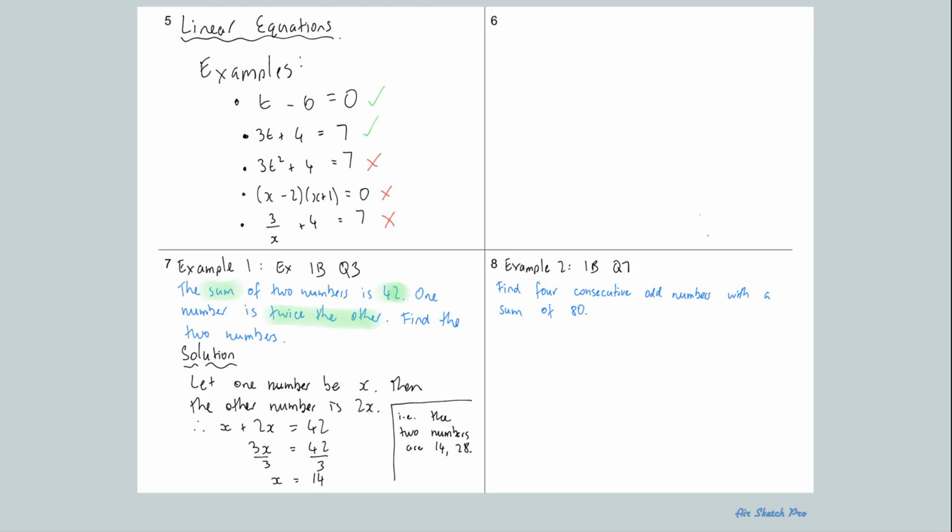It's also from exercise 1B, question 7. And it's find 4 consecutive odd numbers.